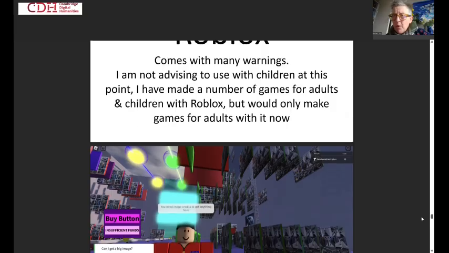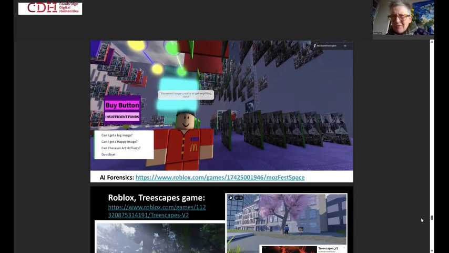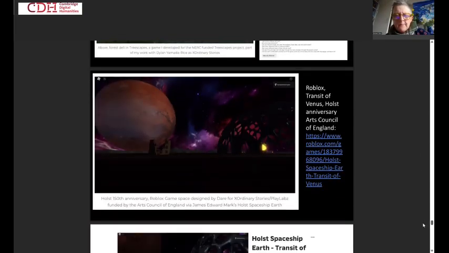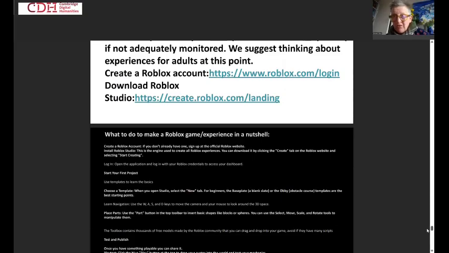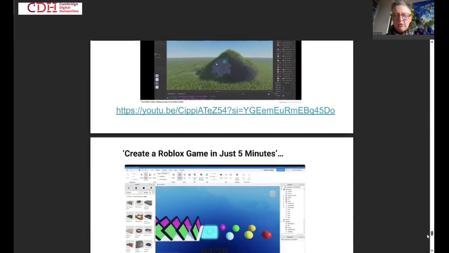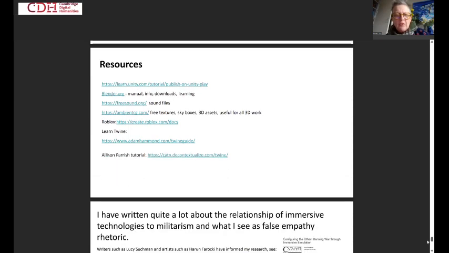Thinking about Roblox, particularly for adults. I'm not encouraging this for children anymore because of the issues we discussed around moderation, but it's still a really good way to get adults in one space at the same time. So point us to tutorials here.